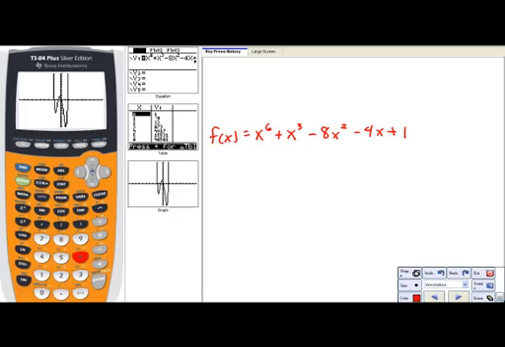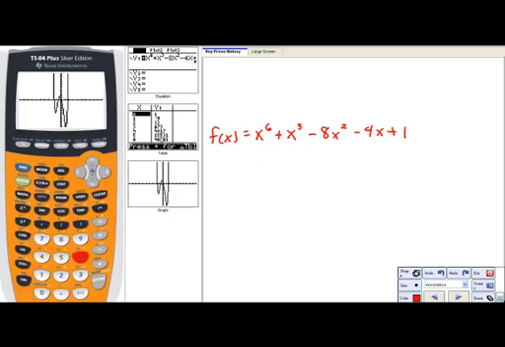Okay, we found out in part 1 how the bounds test actually works. And now we're going to do an example where we see where the bounds test can be useful. Here I have a function f of x equals x to the 6th plus x cubed minus 8x squared minus 4x plus 1. We know that this is a 6th degree polynomial, so we have the potential of having 6 distinct x-intercepts or zeros.